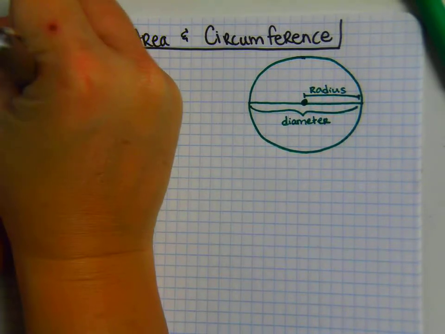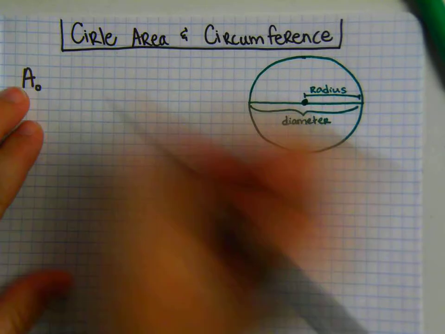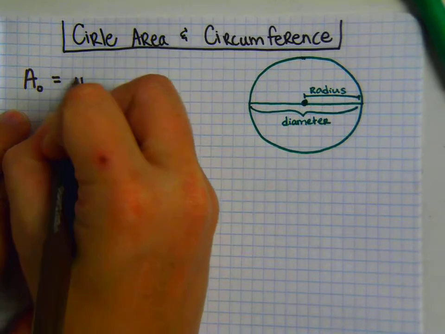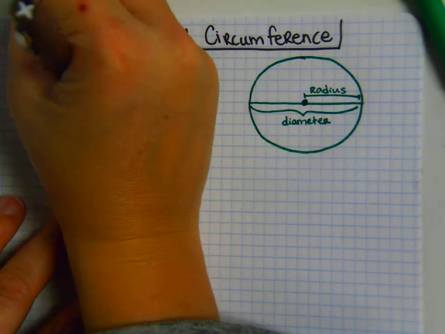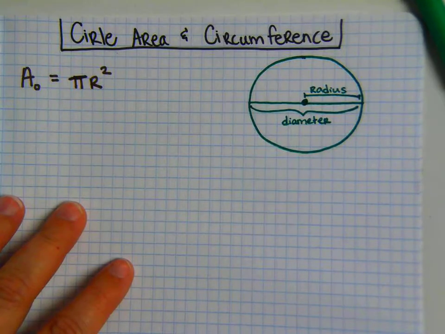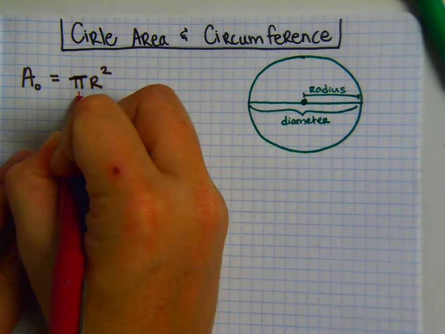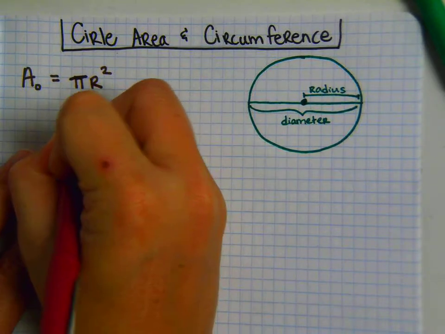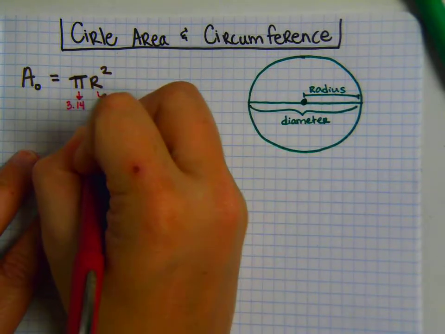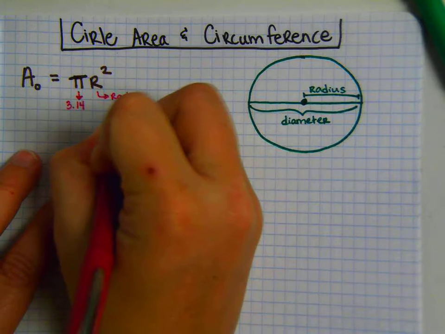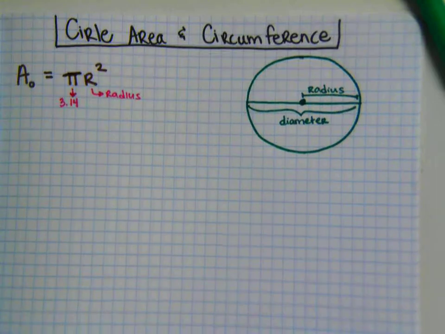The area of a circle, and I always like to denote what I'm talking about by putting a little circle at the bottom. The area of a circle is pi r squared. So pi times the radius squared. Pi is a number. It is rounded to 3.14, but we're going to leave it as pi. R stands for the radius of the circle. But just so you know what pi is, if you didn't already know, it is 3.14.